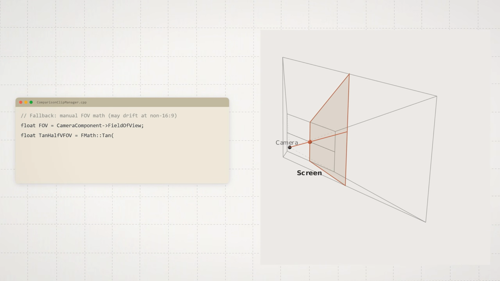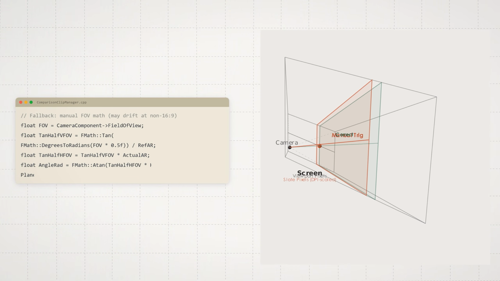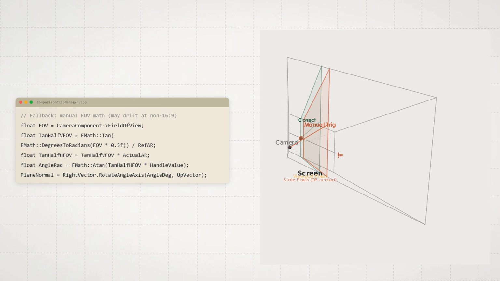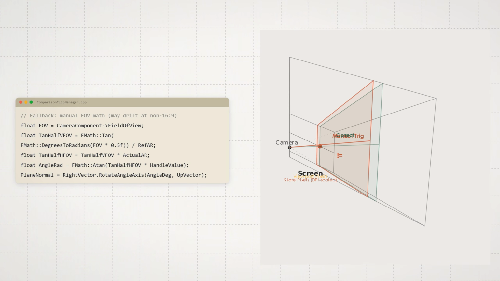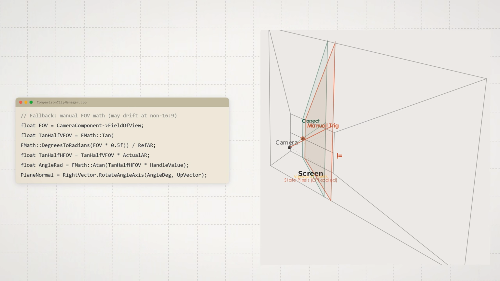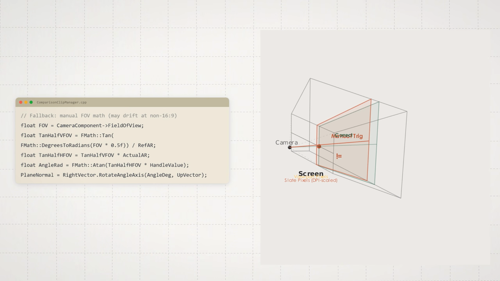The root cause was subtle. Turns out my manual trig was computing in one coordinate space. The Slate widget was reporting values in another. And Windows DPI scaling made it diverge in ways I couldn't predict.